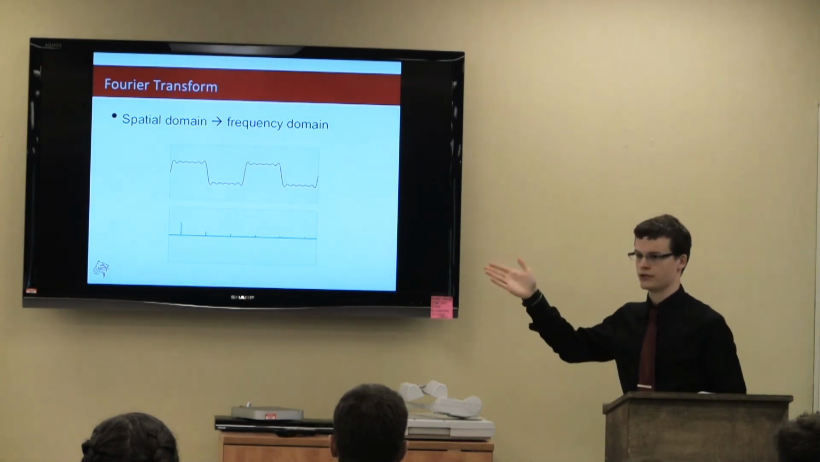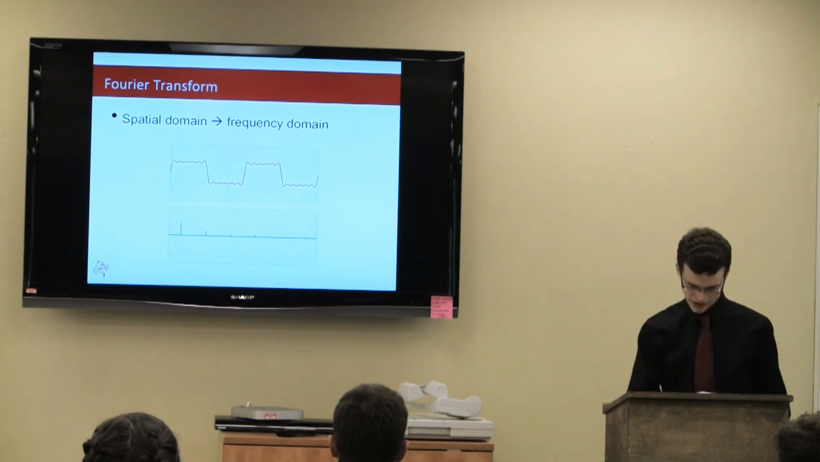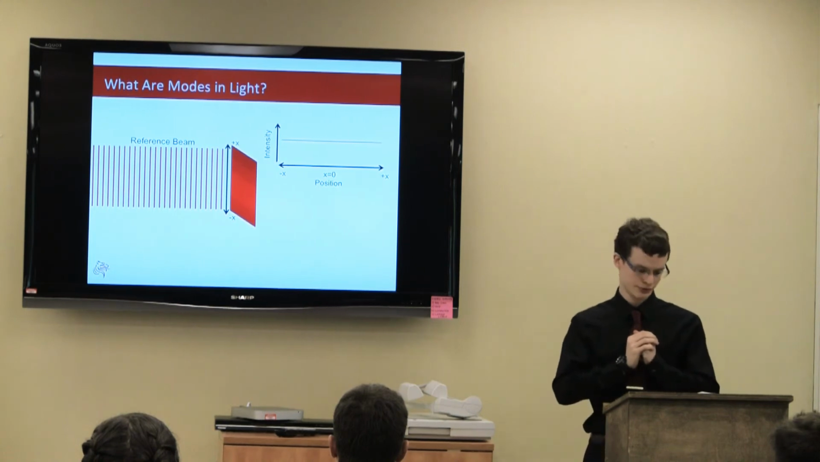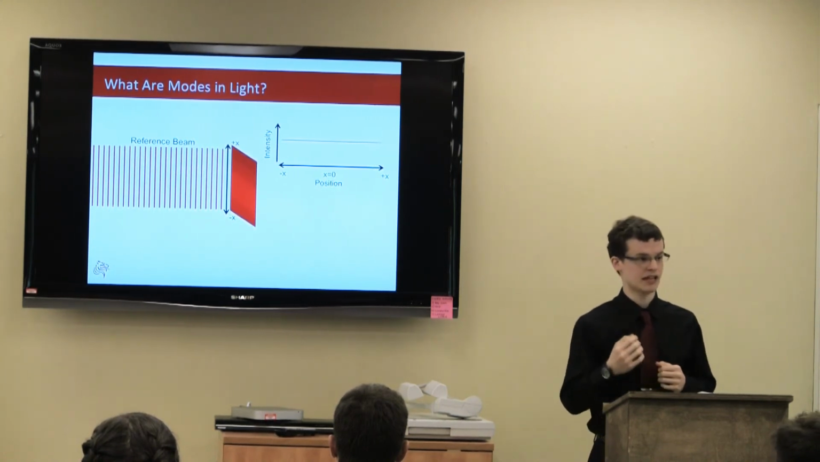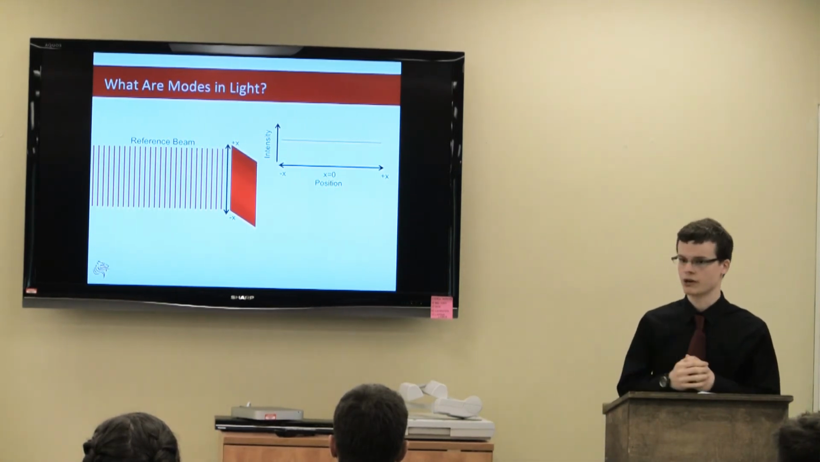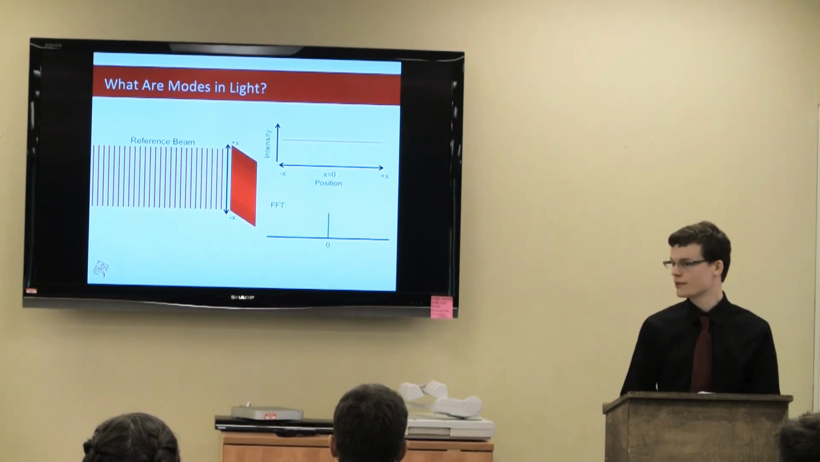So that's the Fourier transform graph for a square wave. Let's apply this to what we were just looking at with modes. Now we're back to just the reference beam and the intensity graph. If we apply the Fourier transform to our intensity graph, we'll get a Fourier transform graph, or an FFT graph, that looks something like this.